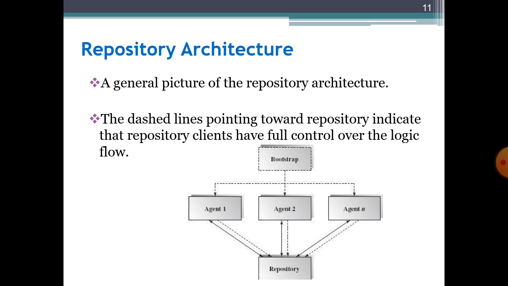Here we have three different agents, one, two, and three, and you can see that these dashed lines which point toward a repository indicate that repository clients like agent 1, agent 2, and agent 3 have full control over the logic flow.